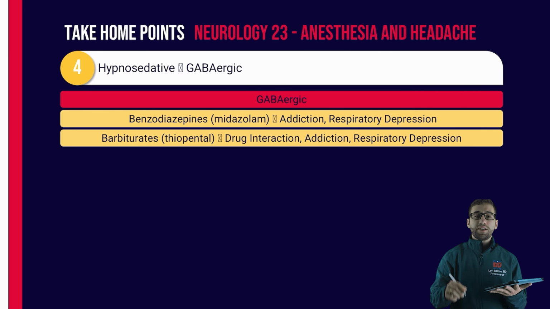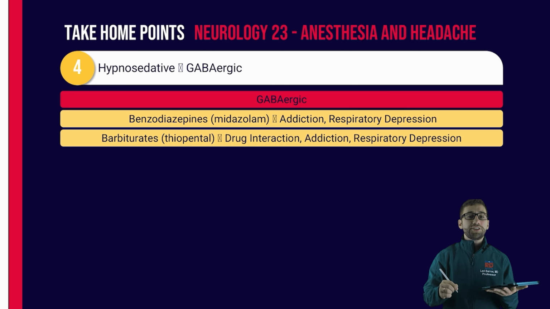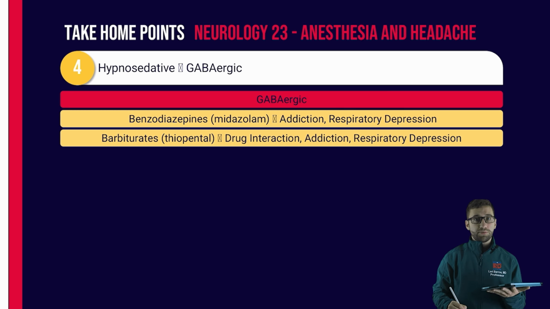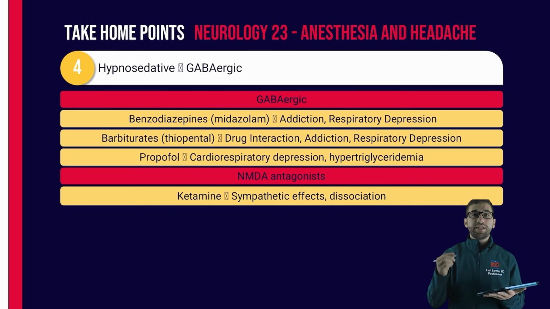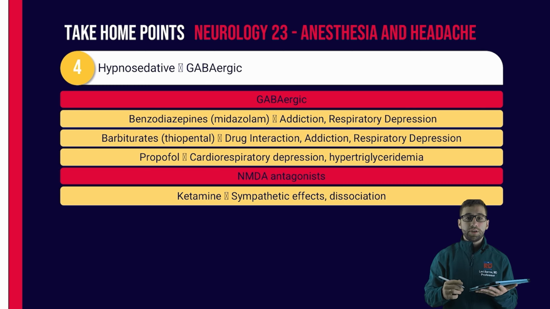Barbiturates like thiopental also carry risks of drug interactions, addiction, and respiratory depression as well. Propofol is widely used, but can cause cardiorespiratory depression and hypertriglyceridemia, that's very high yield. Ketamine, an NMDA antagonist, has sympathetic effects and can cause dissociation.